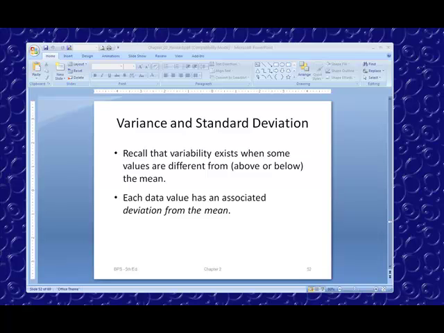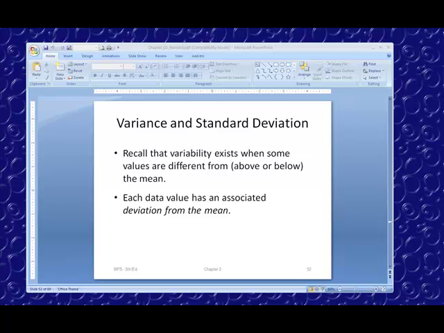Back to chapter 2. We're talking about variance and standard deviation. Now this is another measure of spread of our data. We've learned about the range and the interquartile range. We know that the range is a non-resistant measure of spread because it's affected greatly by outliers, or data values that go outside the bulk of our data, so to speak. And we learned that the interquartile range was resistant because it was the middle half of our data.